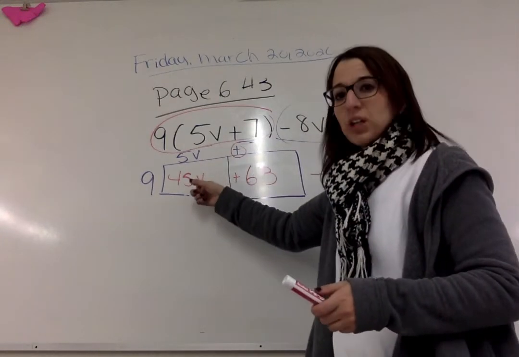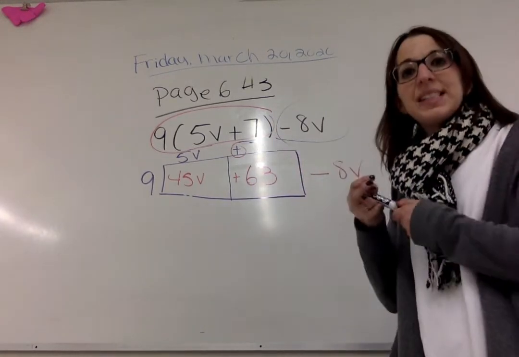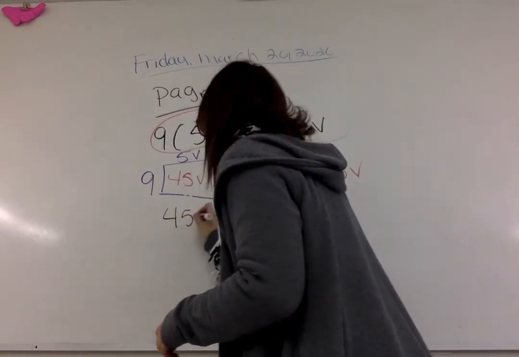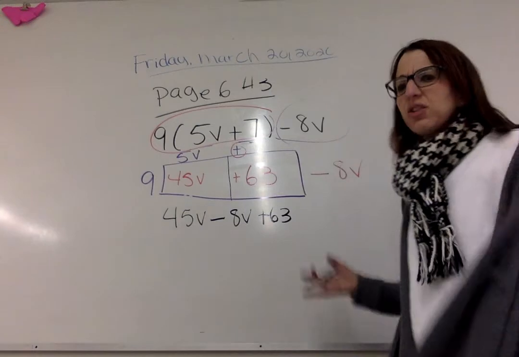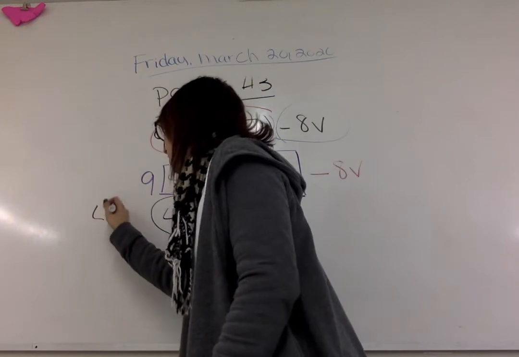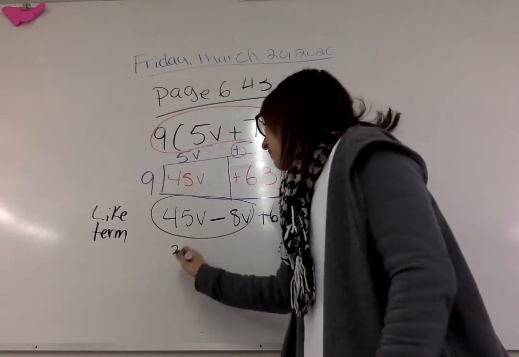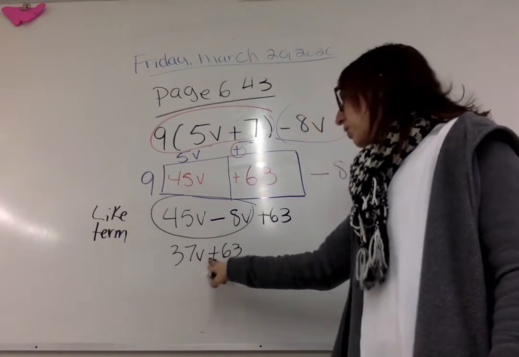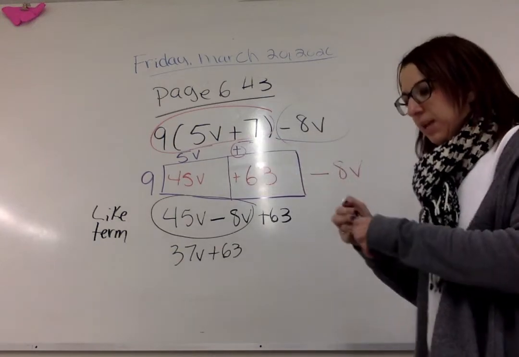Now I can combine the 45v with the 8v because they have the same variable. That means they have the same term. They're a like term. So now we have 45v minus 8v, and I'm just going to attach the 63 because there's nothing else to do with that. But I'm going to subtract this because it's, again, a like term. 45 minus 8 is 37v, and I'm going to add the 63. So 37v plus 63 is equivalent to 9 parentheses, 5v plus 7 minus 8v.